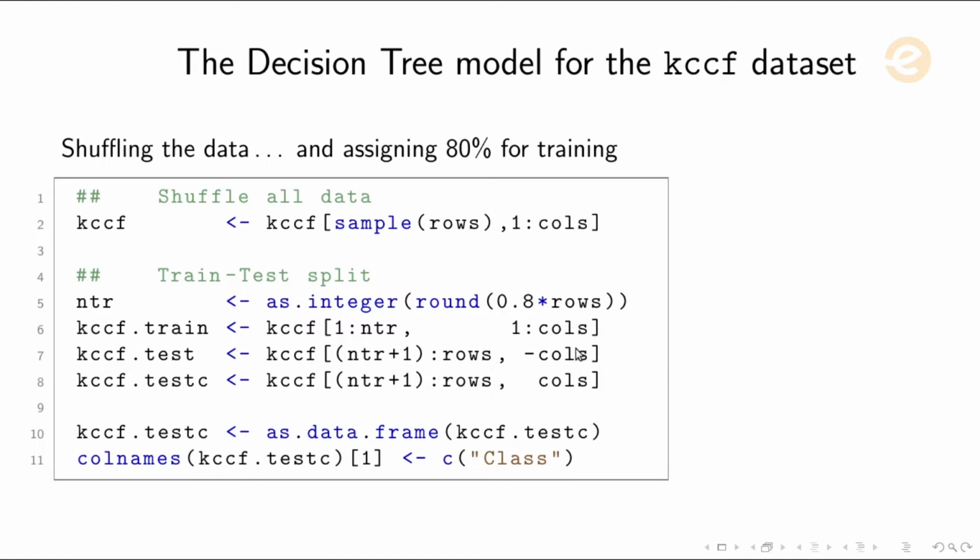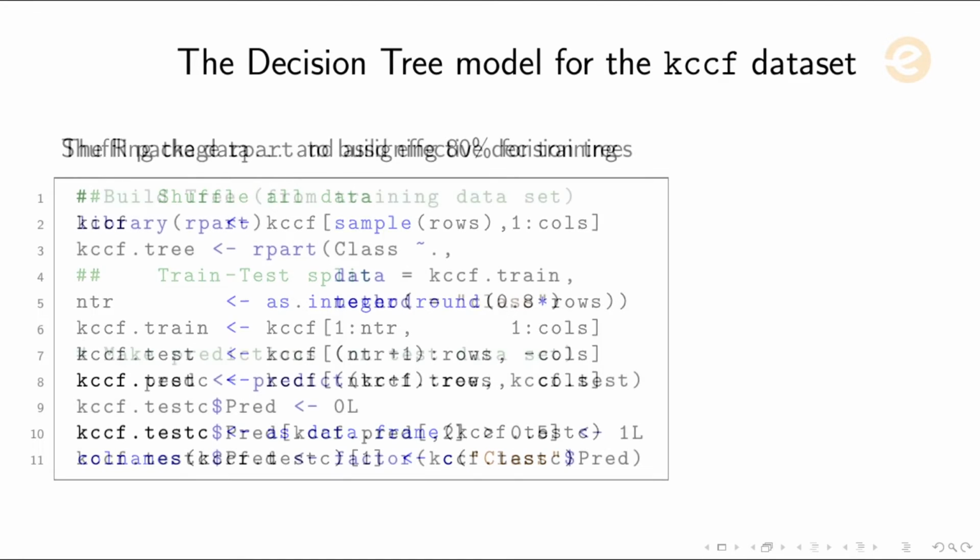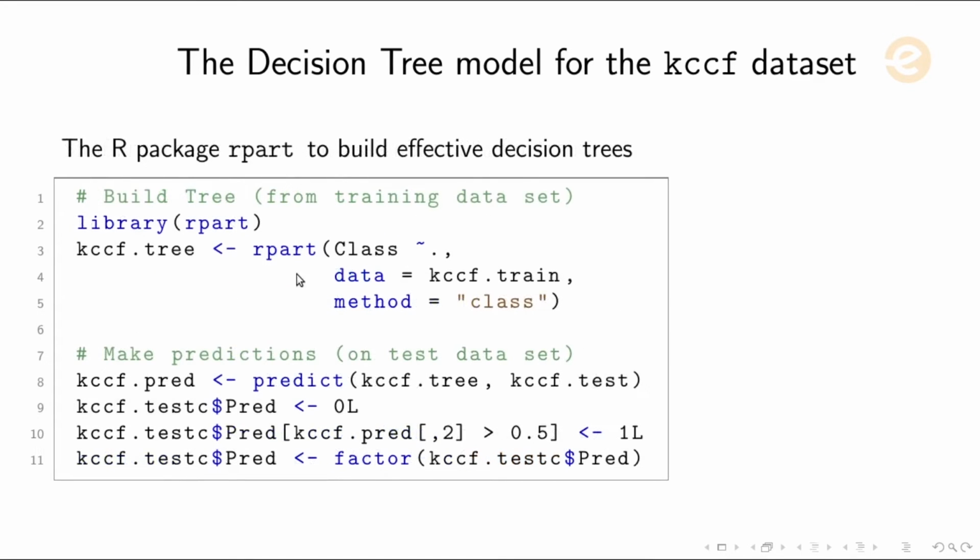And of course we don't store the class column into the test, but we do it into a different list called test C. Test C can be recast as a data frame and renamed as class to avoid confusion later on. And once we do that, we can build our real tree by the rpart function from the rpart package, and we use the class method for the classification because our classes are discrete.